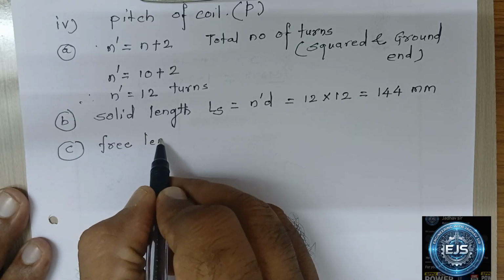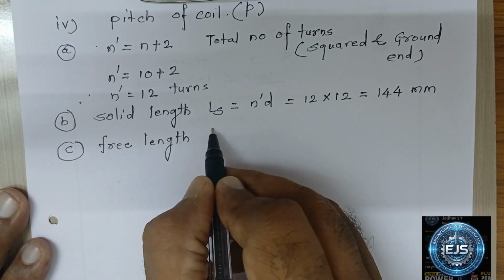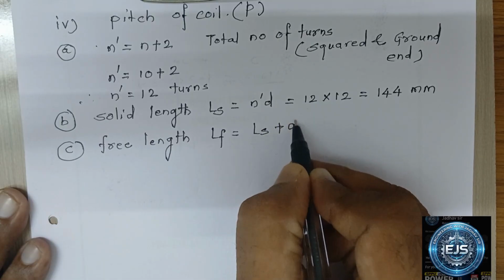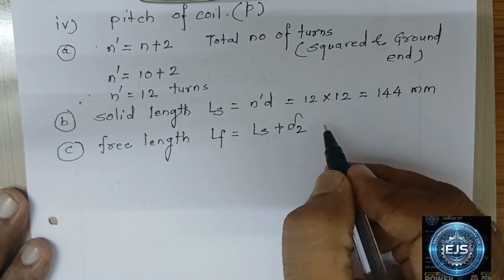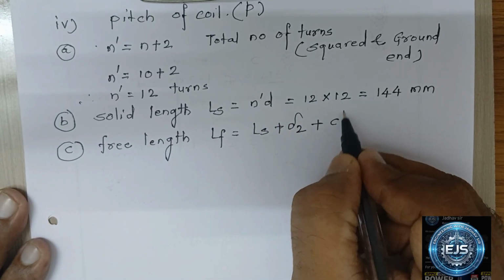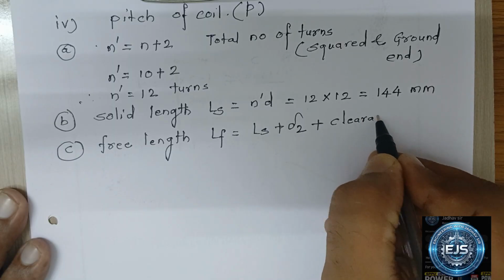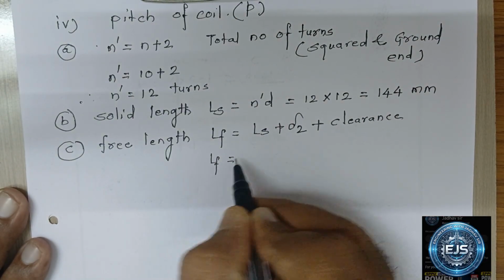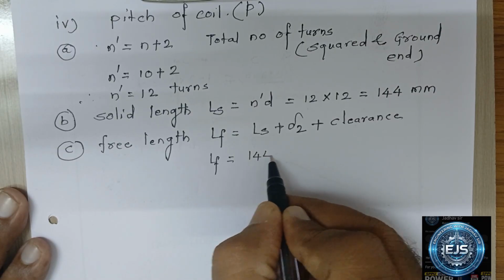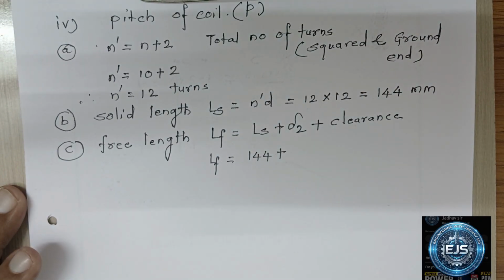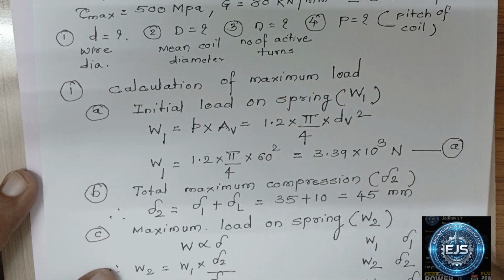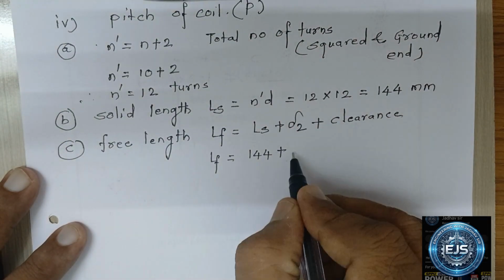Then we have to calculate the free length of the spring, LF. LF is equal to solid length plus maximum compression, that is delta 2, plus the total clearance between the coils. इस तरह से ये free length मिलता है. So free length LF is equal to solid length 144 mm plus maximum compression. Maximum compression हमने calculate किया था, वो 45 mm था. Delta 2 का value है 45 mm.